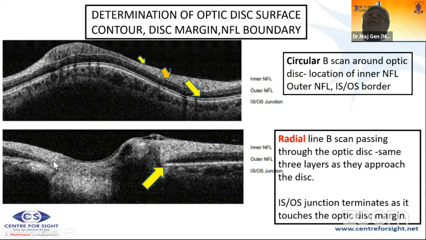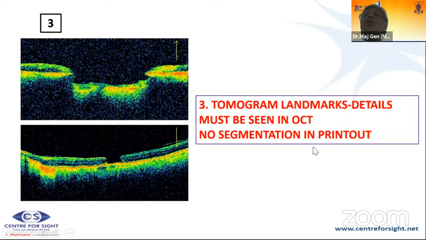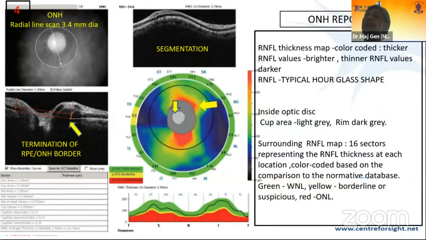On the other hand, when we take a radial scan, it passes through the optic nerve head and again shows the same layers. Here, marked by the yellow, we find the ISOS junction terminates as it touches the optic disc. Every time you do a disc evaluation, you'll come to the same point. The tomographic landmarks are not present in the printout. You must see them in the OCT as it is being done, or even later on, and there is no segmentation present in the printout.